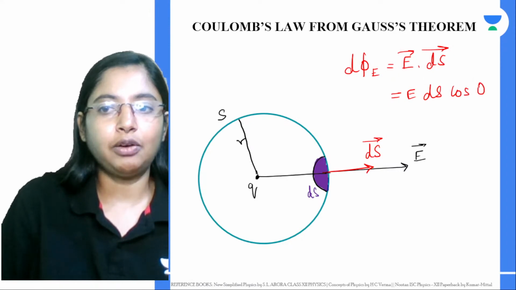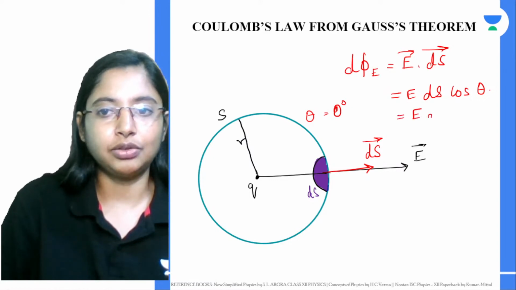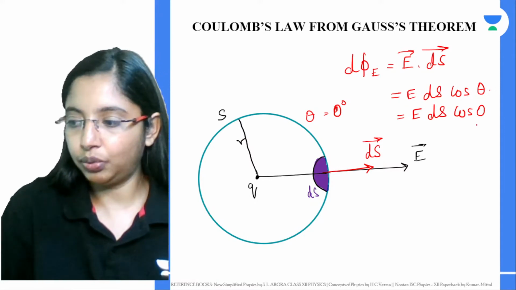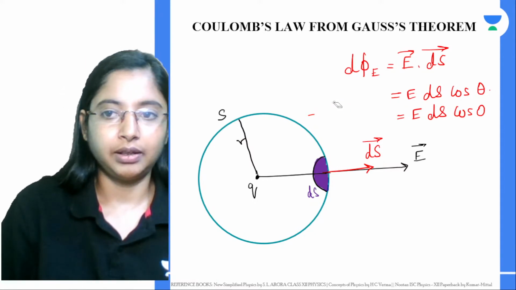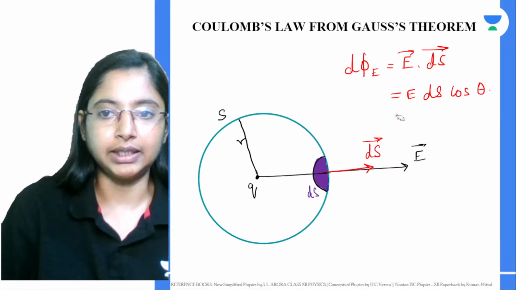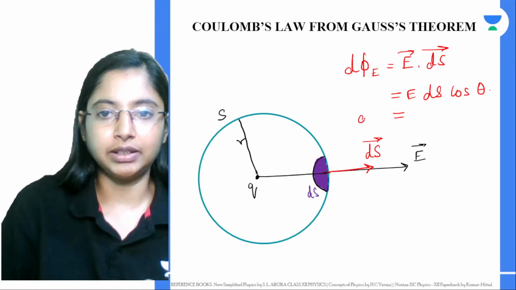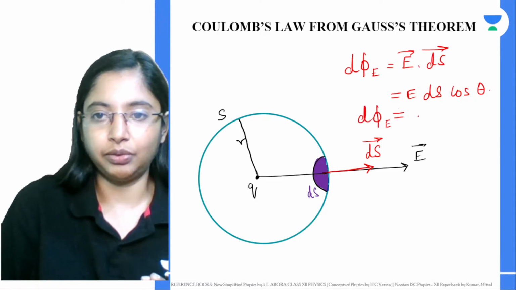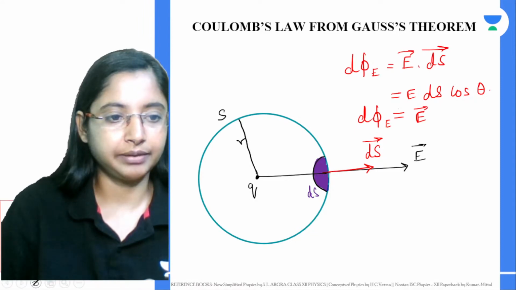Now theta in this case is equal to 0 degrees, there is no theta at all. Cos 0 is 1, so E ds cos 0 is basically 1. So all you will get over here is E into ds. Since the angle is 0, d phi e is equal to E ds.